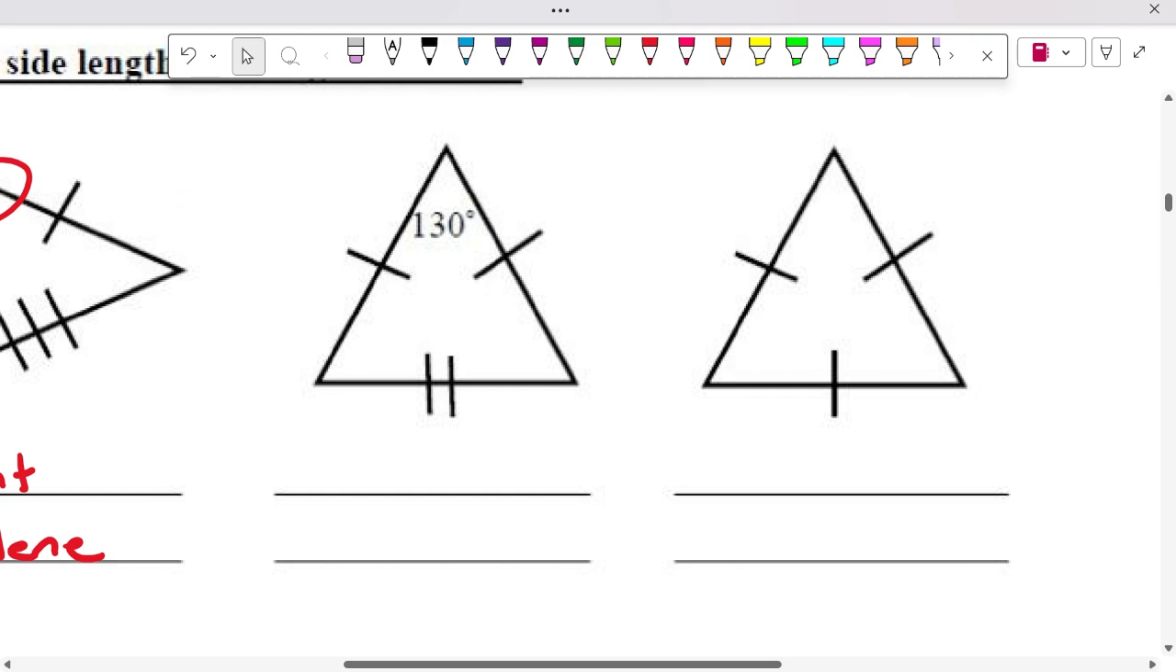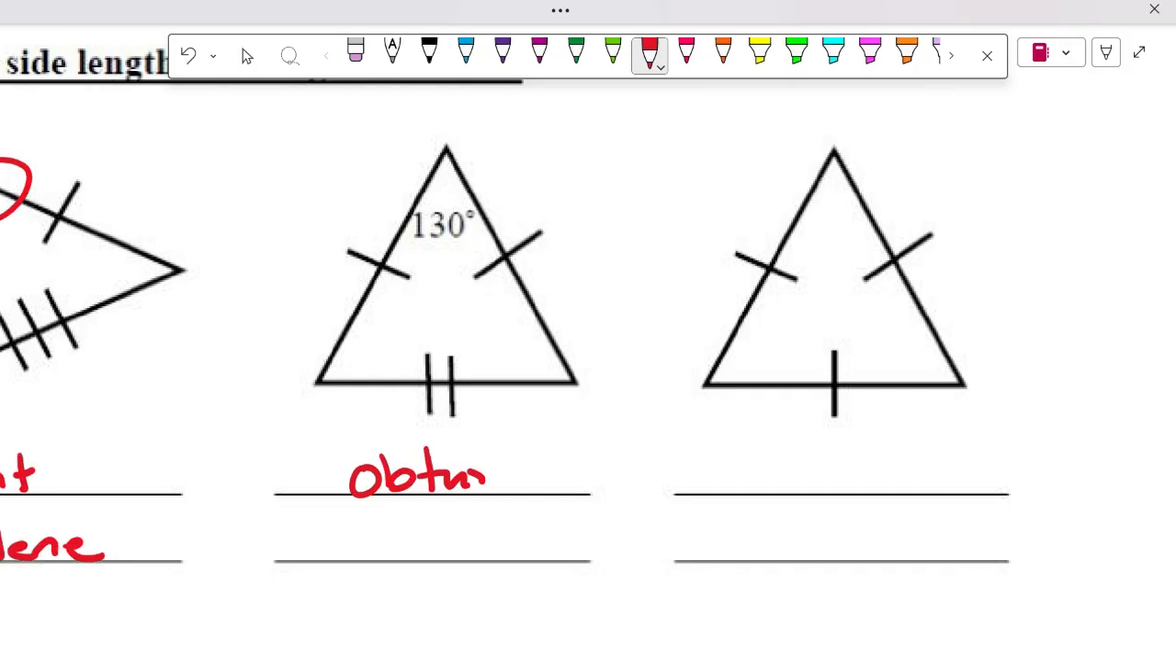What about this next one? Yeah, we got enough info. How would you classify it? It's obtuse because we have that one obtuse angle. So if you automatically see one obtuse angle, you can classify that. And then we have 2 congruent sides. So here and here are the congruent sides because they have the matching 1 tick mark.